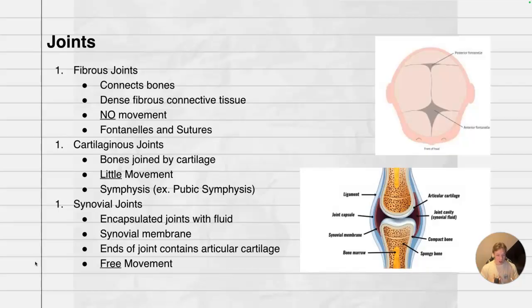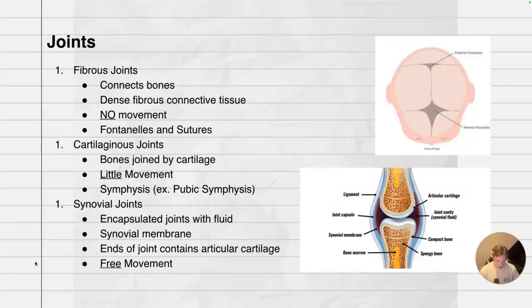Cartilaginous joints provide little movement. The main one is the pubic symphysis. I think the other side of things like birth, this is the common example used for it. It connects the two sides of your hip together, so it can expand a little bit and actually help women give birth a little bit easier, but it still does not have a lot of movement, and it's very, very tightly connected between two bones.